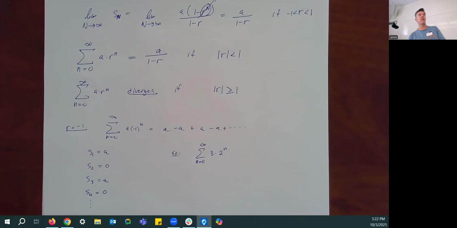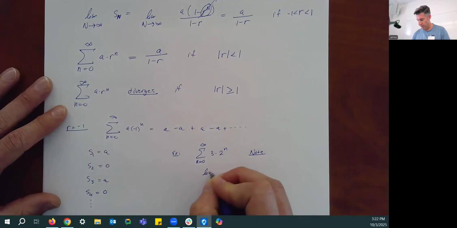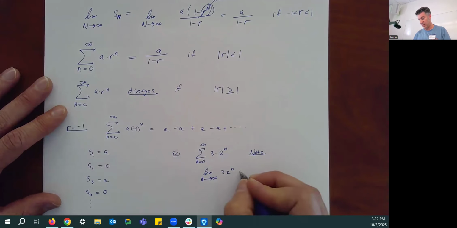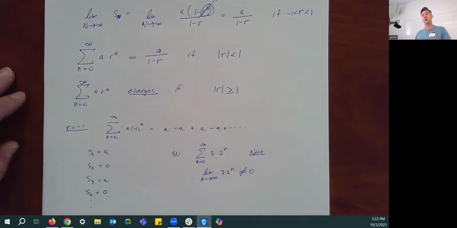If you're adding things, well, in fact, you know what you can do here? You could use the test for divergence, right? Note that the limit of the sequence itself, 3 times 2 to the n, definitely is not 0. And by the test for divergence, that shows that the series must diverge.